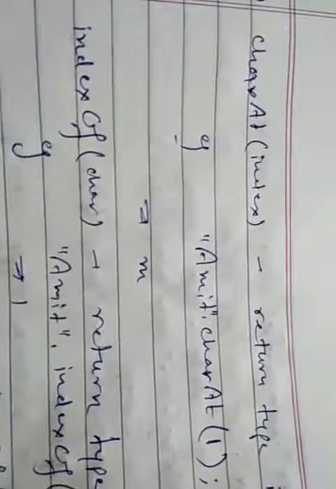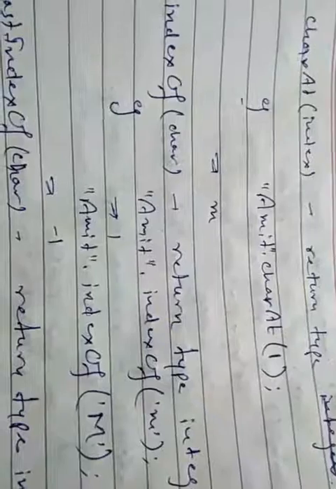Next function is indexOf, this is the opposite of charAt. The return type of this function is integer, amit.indexOf('m'). This will return 1 because the string starts from 0. So a will be on 0 position, m will be on 1 position. If we mention any character which is not inside the string, the system will give the answer -1, because 0 is the starting position of a string.